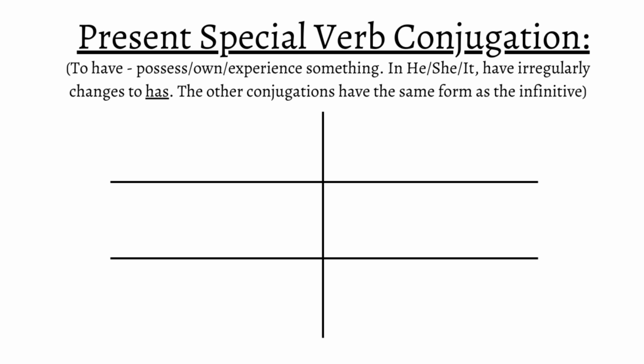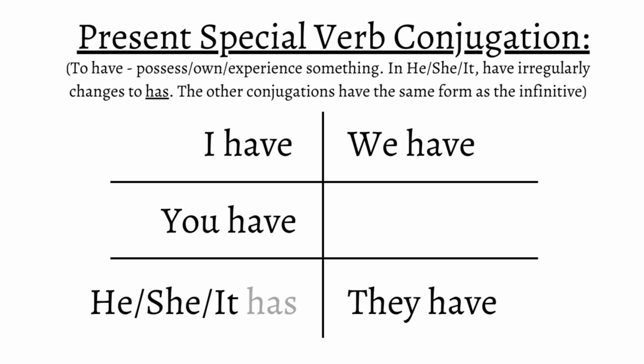Finally, English has the verb to have, which means to own something. To have has the most irregular pattern in he, she, it, which turns into has. While the rest of the conjugations have the same form as the infinitive, he, she, it has. I have, you have, he, she, it has, we have, and they have.